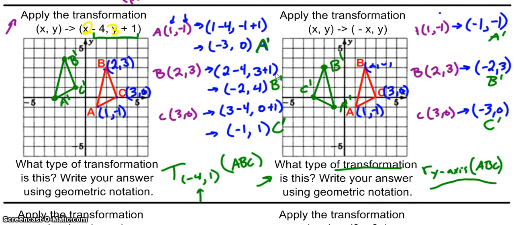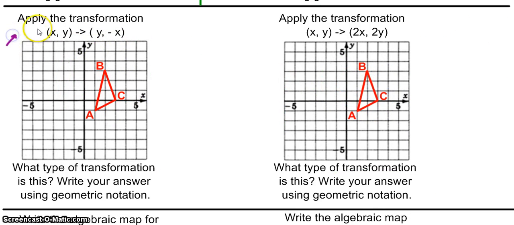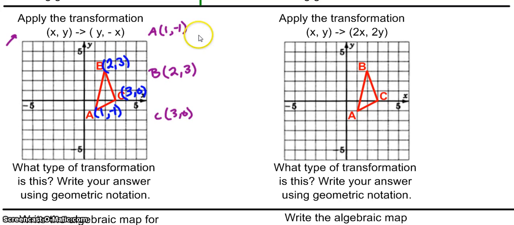Let's take a look at the next one. Alright, this one here wants us to apply the transformation x comma y goes to y comma negative x. That's a little strange. Let's make sure we have our coordinates down first. There they are. If you need to, pause the video to make sure you have them down. But it's the same image as before, so that shouldn't be too bad. But what's this all about? X comma y goes to y negative x.